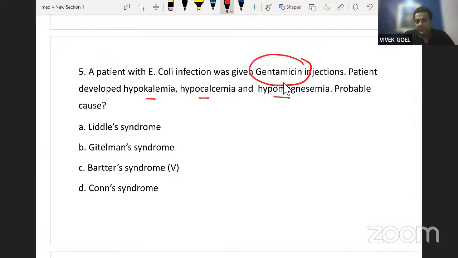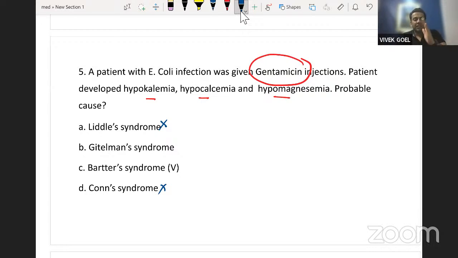Now, just by applying common sense, you could have negated two options here. If you have marked between the other two options and got it wrong, I will still consider it okay. It is bearable. But if anybody of you has marked Liddle syndrome, that's a crime, because you know Liddle syndrome presents with hypertension with hypokalemia. That's a totally different ball game. So does Conn syndrome. Conn syndrome is basically hyperaldosteronism due to an adrenal adenoma. So that again has a different presentation. It presents with resistant hypertension, even hypokalemic weakness and all that. So that's a totally different ball game.